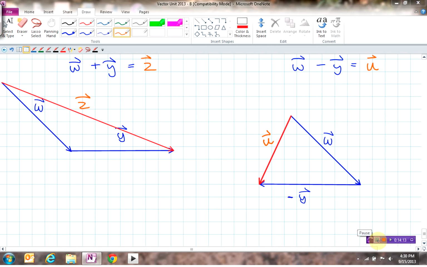If you're watching this video at this point, then you have unpaused it. There's your answers. I hope you can see that vector Z is not the same as vector U. You now know how to deal with adding and subtracting vectors. Next up, adding vectors by component method.